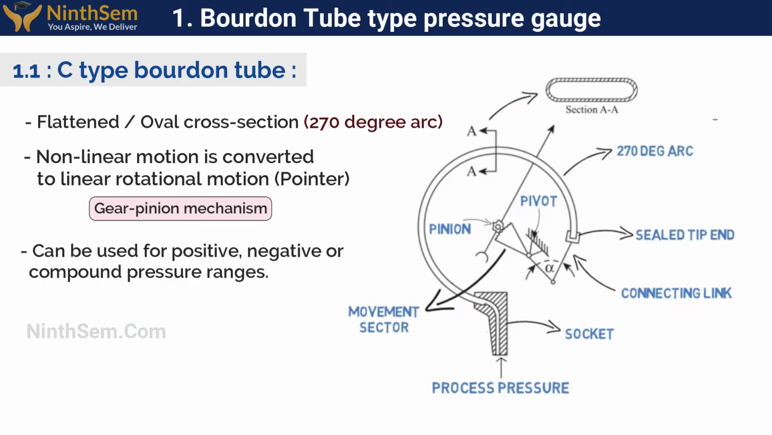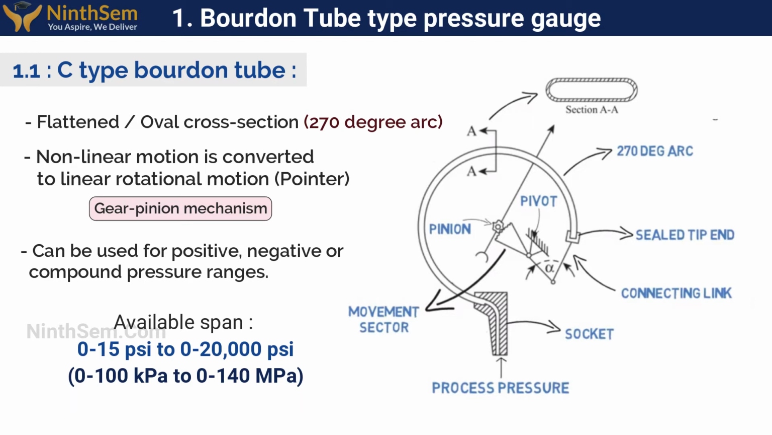It can be used to measure positive pressure as well as negative pressure, and also compound pressure. They are available with spans from 0 to 15 pounds per square inch to 0 to 20,000 pounds per square inch, that is, generally 0 to 100 kPa to 0 to 140 MPa.